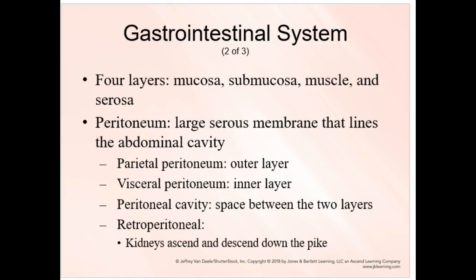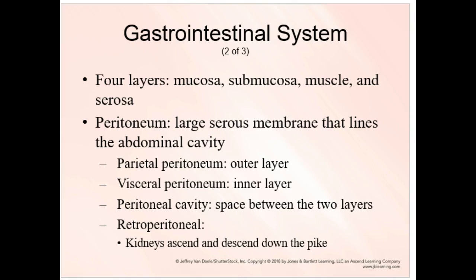It's double layered. There's a layer on the wall called the parietal peritoneum. There's a layer on the organs known as visceral peritoneum. And they secrete a little bit of a serous watery fluid simply so organs don't rub against each other. In these areas, this is known as the peritoneal cavity.